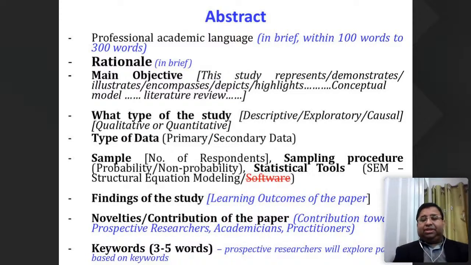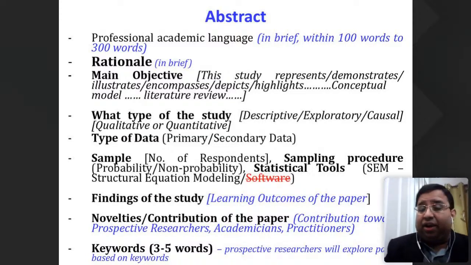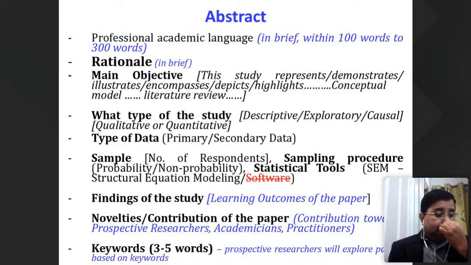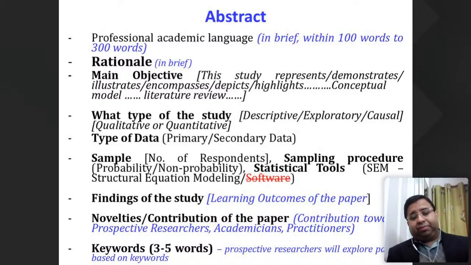Findings of the study, you have to mention main findings of the study, learning outcomes of the study. There are many findings, but we have to come up with the main findings. And then novelty is the contribution of the paper. You have to mention the contribution of the paper, and this contribution towards the society, towards your family members, whatever you say.